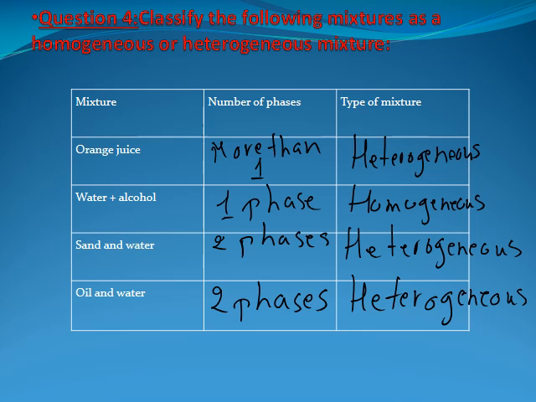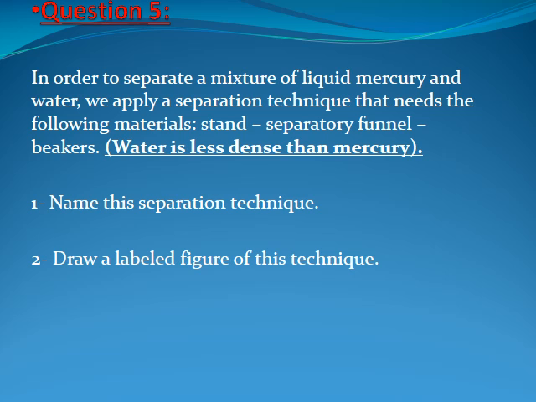Okay, let's move to question number 5. In order to separate a mixture of liquid mercury and water, we apply a separation technique that needs the following materials: stand, separatory funnel, beakers. There is a hint here. Water is less dense than mercury. What does this mean, Joel? Water is less dense than mercury.